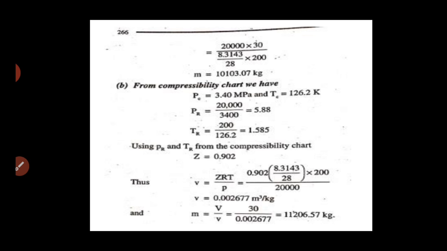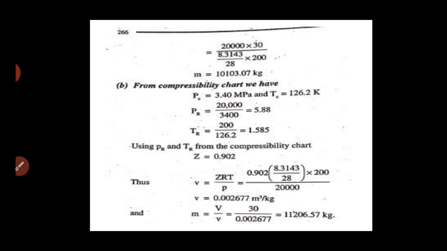If I want to find out the mass, for the general compressibility chart, mass is equal to volume divided by specific volume. Volume is 30 meter cube, and specific volume we have found out is 0.002677. We found that the mass is 11,206 kg.